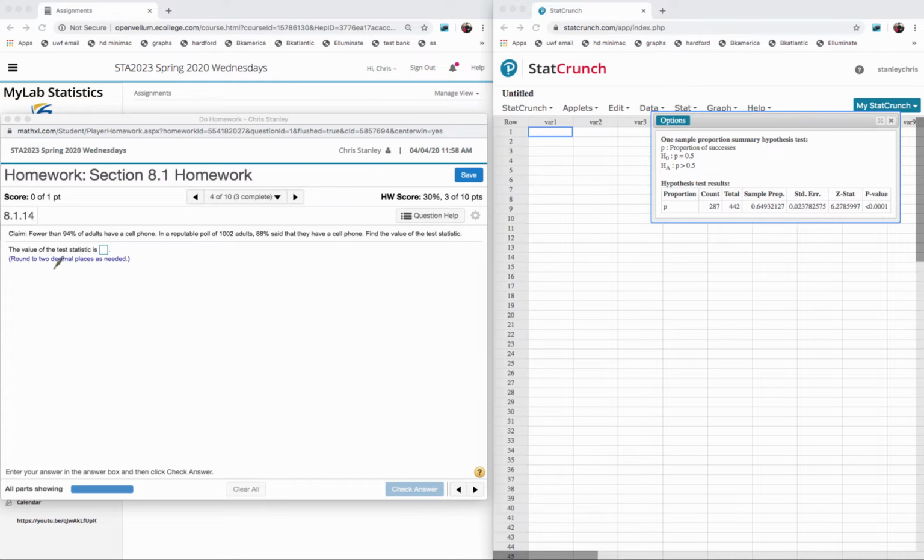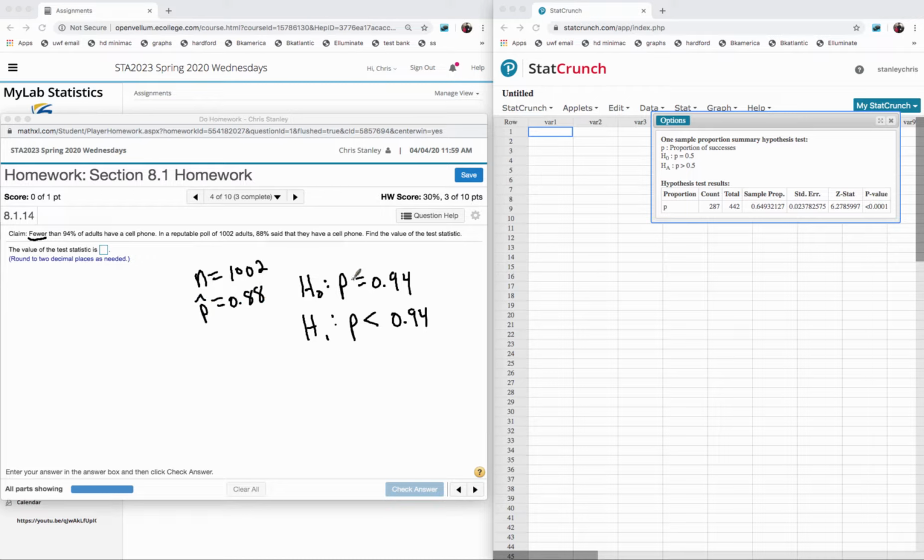Okay, now it says fewer. So fewer is going to go in your alternative. And fewer is a less than sign. That's a less than sign. 0.94. So your alternative would be that it is less than 0.94. Now it's going to be important that you guys are stopping and reading these questions first. Okay, so they took a poll of 1,002 and 88%, that's p hat, said they have a cell phone.